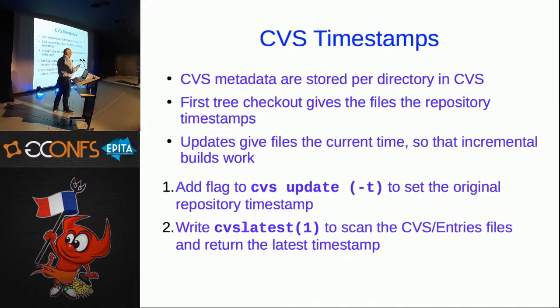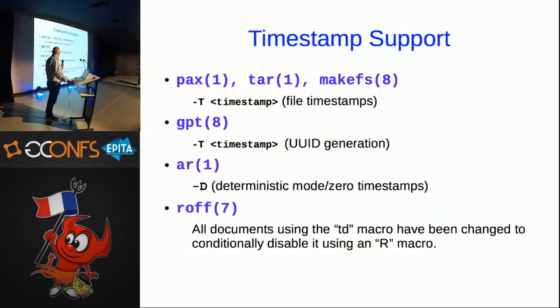On the other hand, this is not the right timestamp for reproducible builds, so I just added a flag called -t to check out consistent timestamps. So when you update your tree to make reproducible builds, you can do that. And finally, I wrote a tool called cvslatest that scans the CVS repository, all the metadata files in the CVS entries, and finds the latest timestamp, and that becomes your timestamp. Then you have to add timestamp support to everything that embeds timestamps in its output format. The first three are obvious, like pax and make. The second one, less so, but it is because it uses dynamic UUID generation based on timestamps. So this has to be deterministic too.